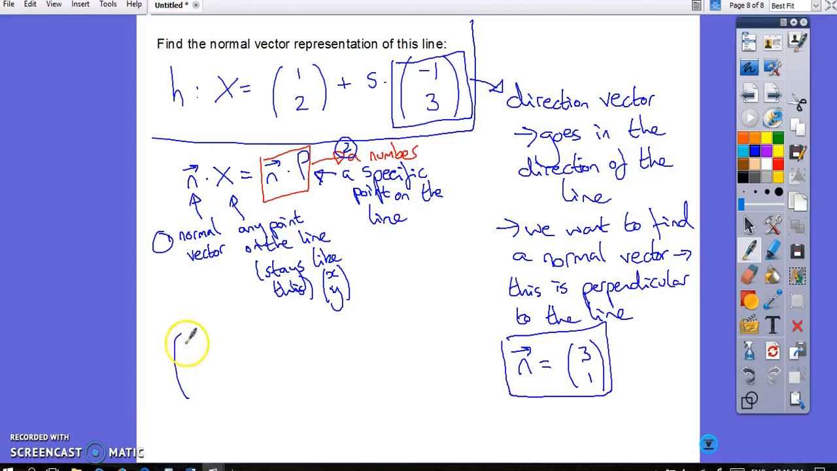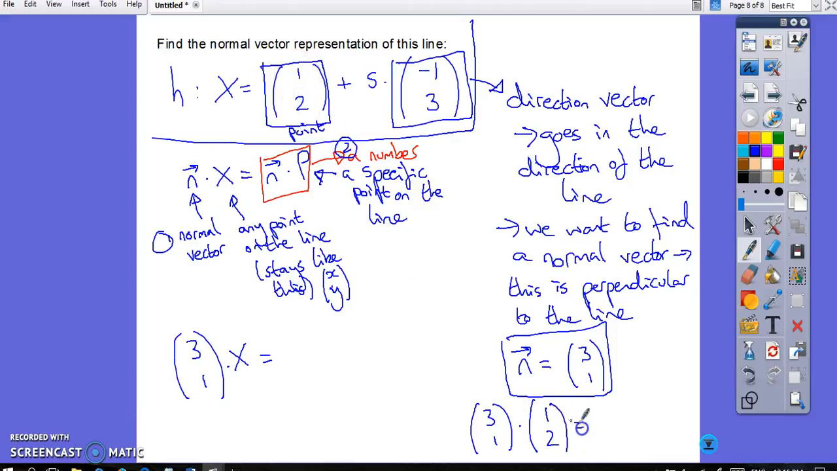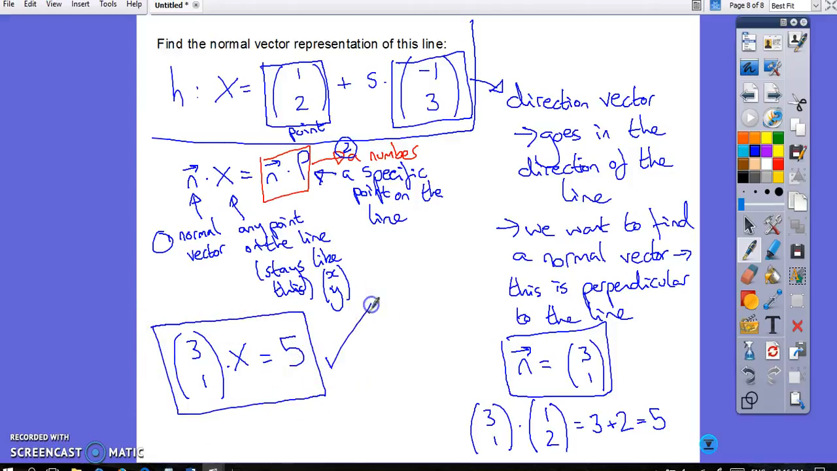So I already have 3, 1 times x is equal to, and now I just need this number. And I can find this number by multiplying this normal vector I found by a specific point on the line, and it just so happens that this vector equation of the line gives me a point ready-made. So I can do 3, 1, scalar product of that with the point 1, 2, and I get 3 plus 2, which gives me 5, which gives me then 5 there.